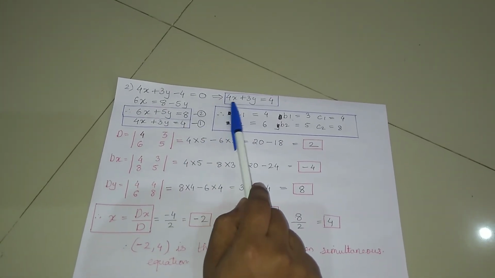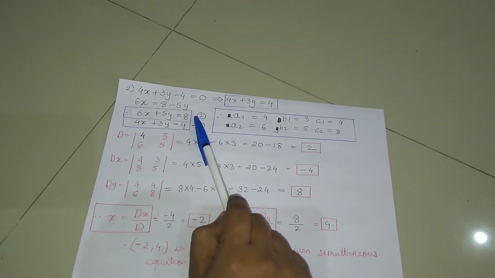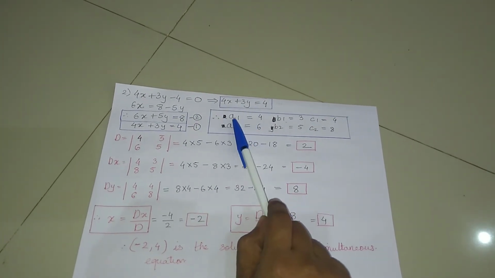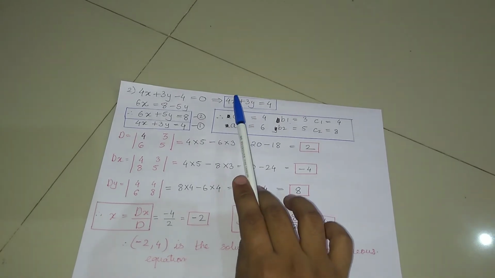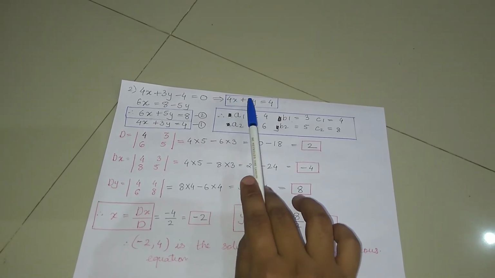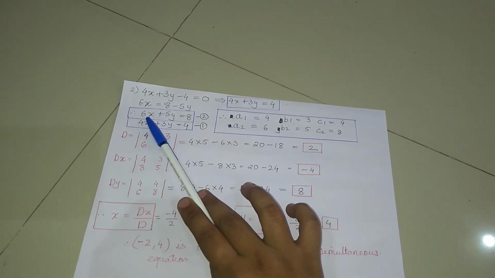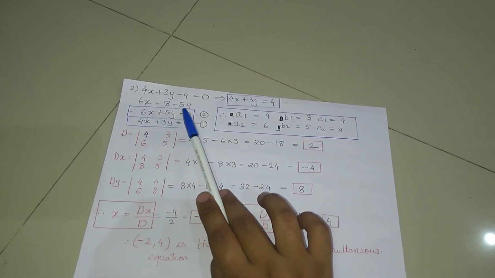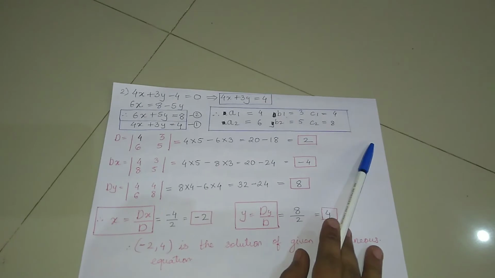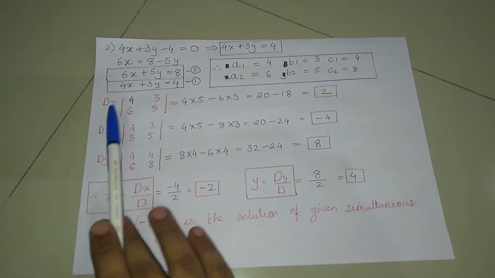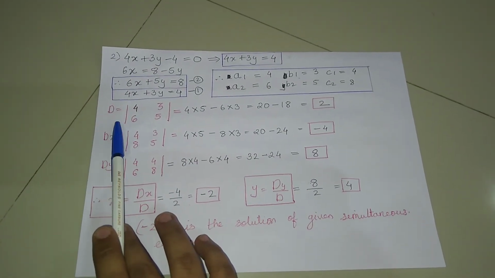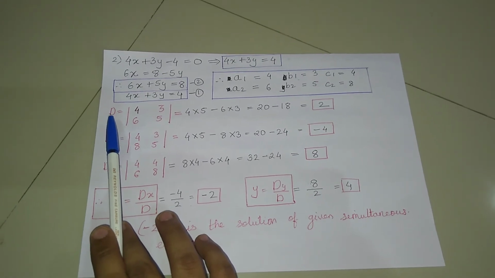Okay, so this is equation number 1 and equation number 2. After writing a1, a2 from equations 1 and 2: a1 is 4, b1 is 3, c1 is 4, a2 is 6, b2 is 5, c2 is 8. Now, solving for D, as I told you, how we can write D.